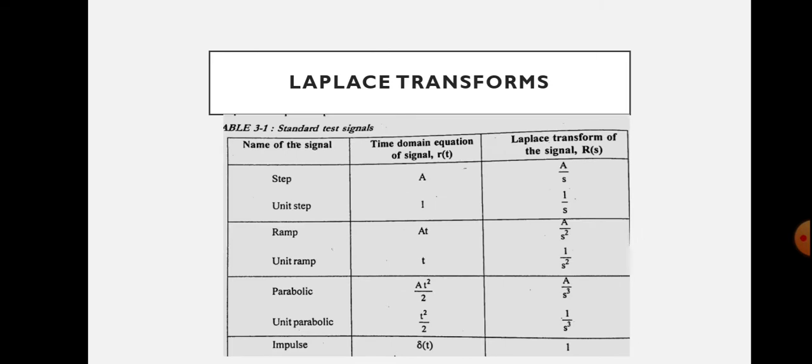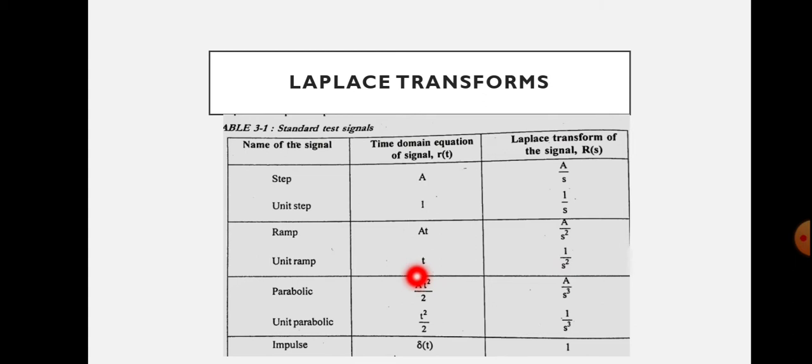And next we should know the Laplace transform of basic signals. Step signal has a Laplace transform. Unit step signal 1 has a Laplace transform 1 by s. If its amplitude is a, then it has a Laplace transform a by s. And next is the ramp signal. In the case of the ramp signal, the signal can be represented as at, and its Laplace transform is a by s square.